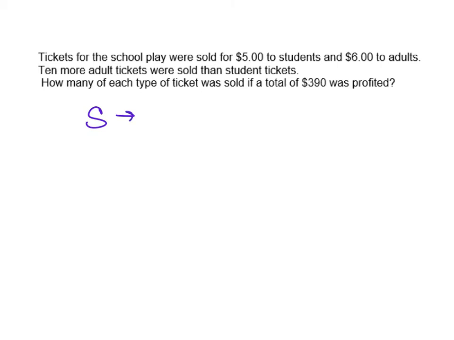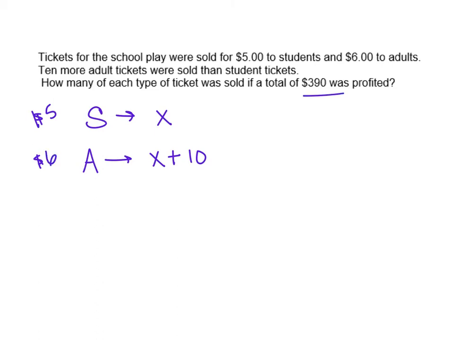So we know that we're just going to say we sold x student tickets, and then off on the side, let's just keep in mind how much they were. Those were $5. Then it said that we had 10 more adult tickets sold. So we take our student tickets and we can add 10 to it. And then off on the side, remember that these cost $6.